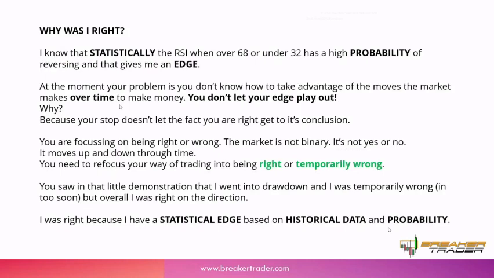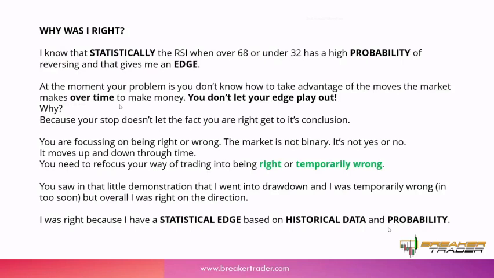That's just on the way to doom and being lost and losing your money, all right? So you saw in that little demonstration, I went into drawdown. I was temporarily wrong. I was in too soon, but overall, I was right on the direction because I had a target, that propulsion candle. I had a target to go to, and my RSI indicator told me there's a high probability at some point soon we're going to go down. That's all I did. Very simple entry strategy.